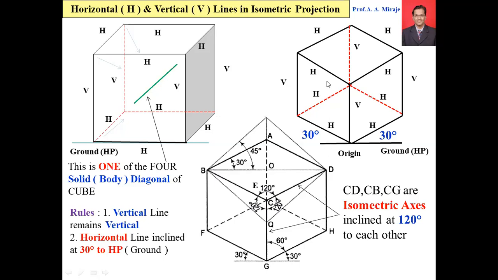Why? This line is parallel to this. So if this is inclined 30, this is also inclined 30. So this short line you can draw here. Again check, this is 30. Draw a short line, check this, 30. Draw a short horizontal line, check this, 30. Draw a short line, check this, 30. So these 4 lines are horizontal and these 4 lines are horizontal. So this you have to point out.